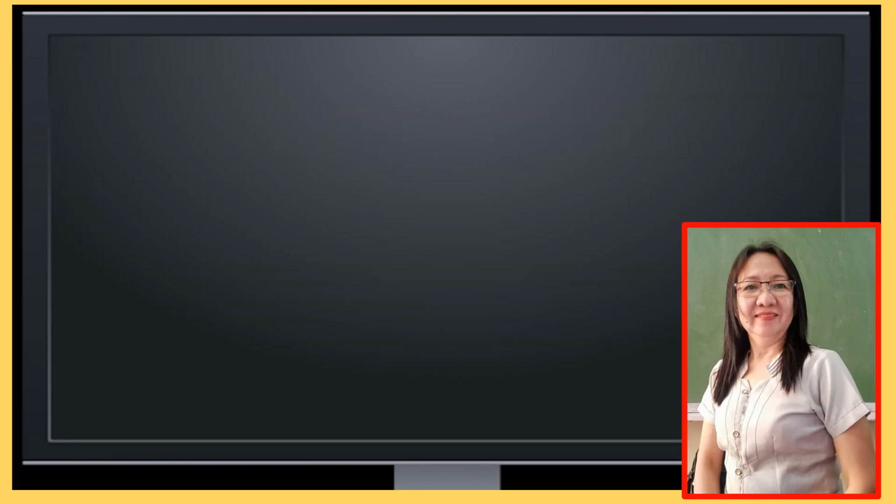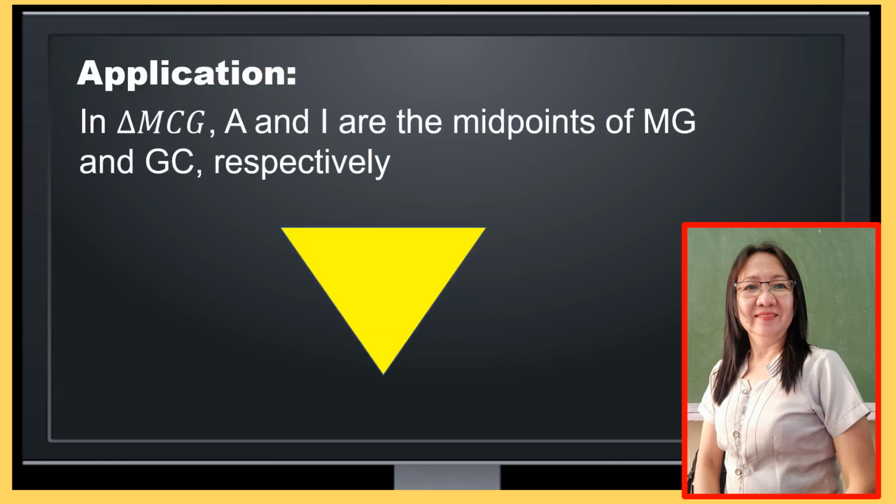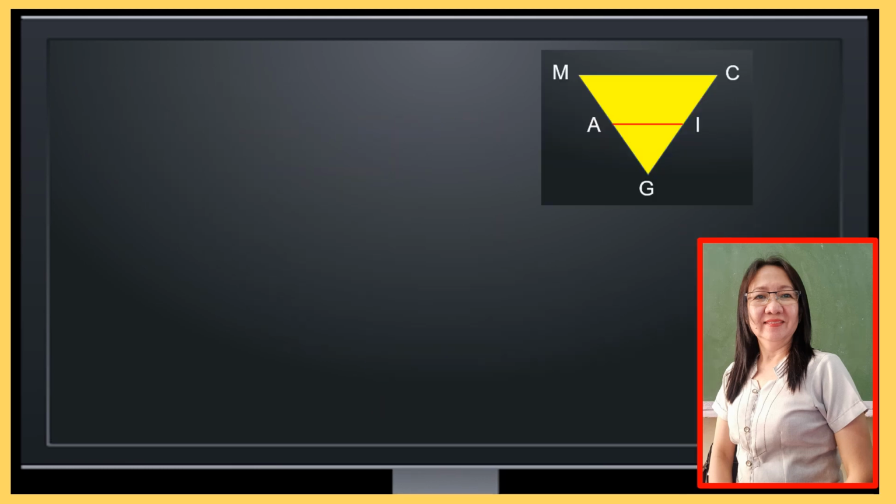Now let us proceed to our application of the theorem. Now in triangle MCG, we have points A and I as the midpoints of segment MG and GC. So using our figure, if AI is equal to 10.5 centimeters, let us find the length of MC.